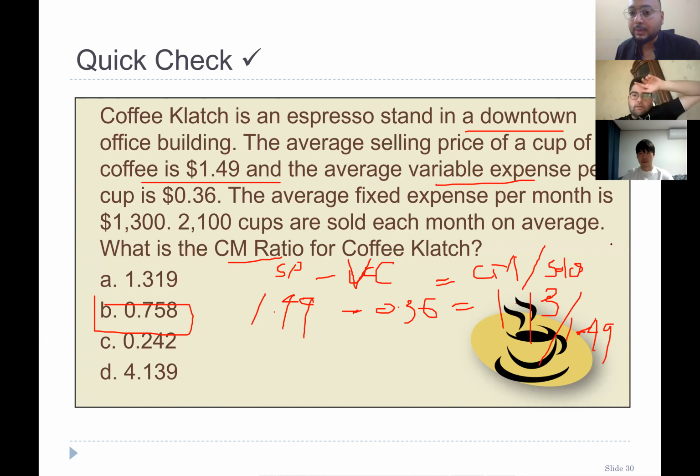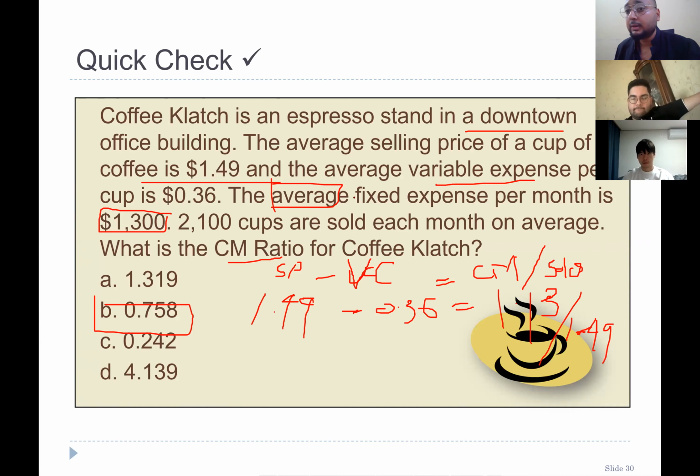Sir, I have a question. Yes, sure. Why is the average fixed expense per month like 1,300? This is average fixed expenses. On average, this is not per unit. They are mentioning it, but it is a total expense. In total, it's not that average. You can take that as roughly fixed expenses per month of 1,300.